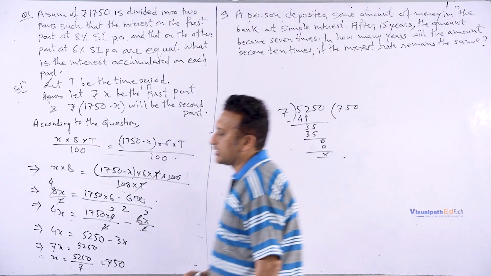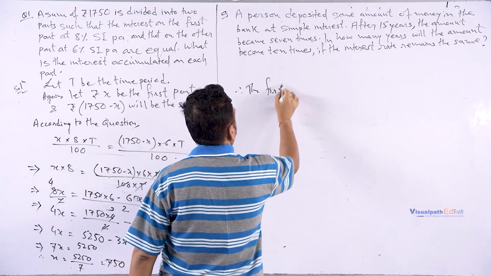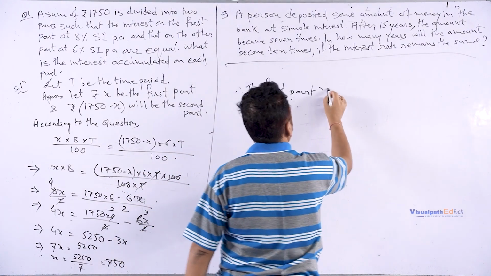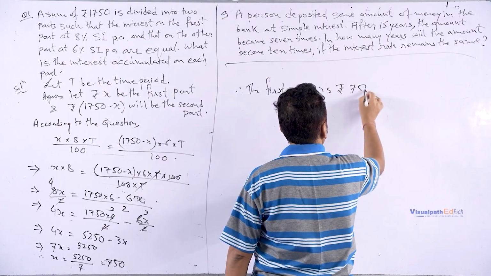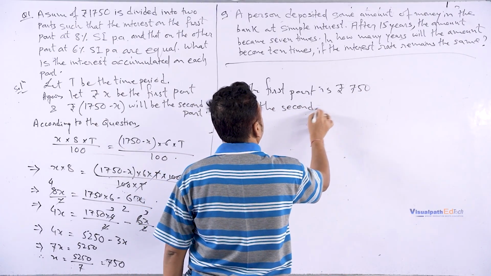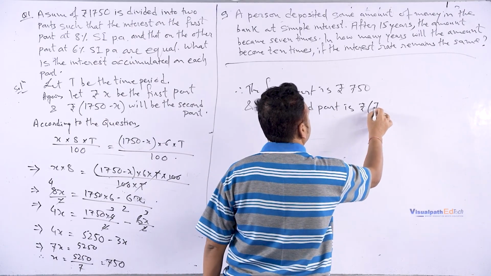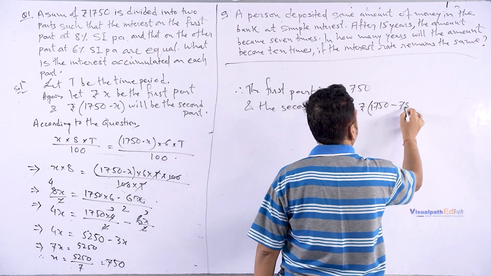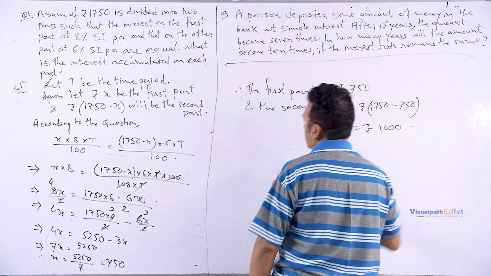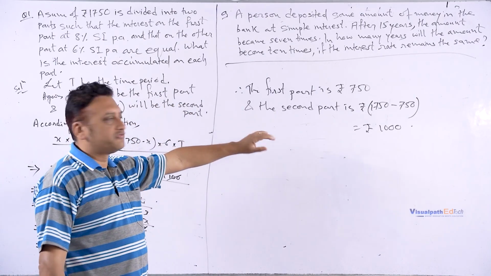Okay, one sec. So we are going to get the first part is rupees 750, and the second part is rupees 1750 minus 750, which will give you rupees 1000. So, this is the split. Okay, the first part is 750 and the next part is 1000.